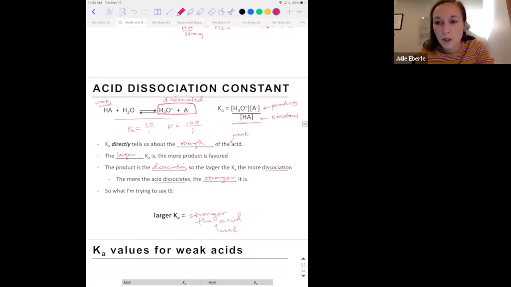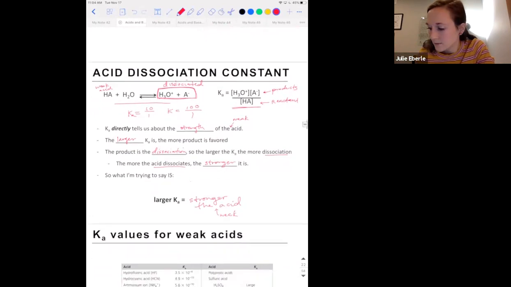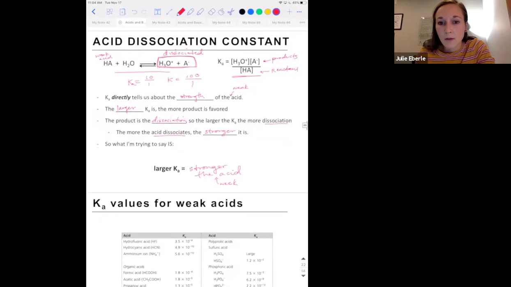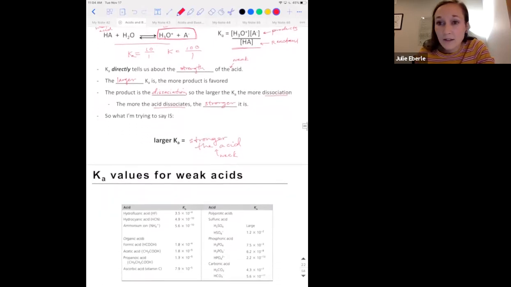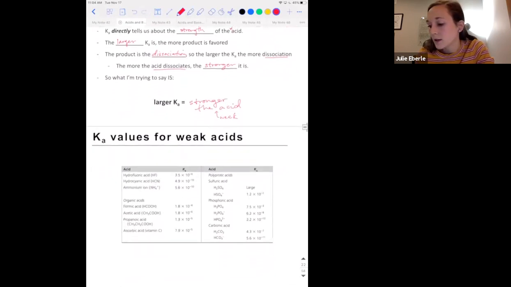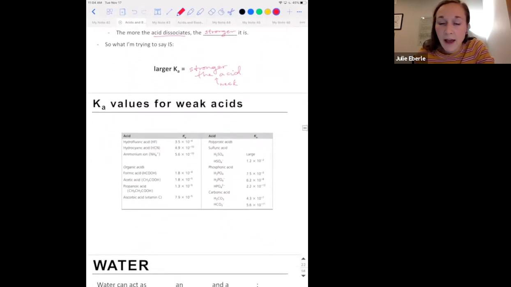Questions with this. The larger Ka is, the stronger your weak acid is. The smaller it is, the weaker it is, and the less it will dissociate. So I'm going to show you another table, and you'll have this table as well on your resources page for exam 4, and it's in your textbook. This is a table of Ka values that correspond to different weak acids.